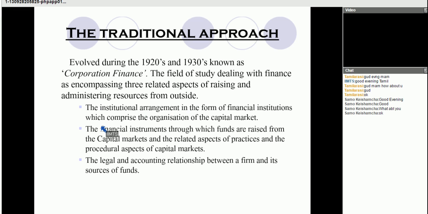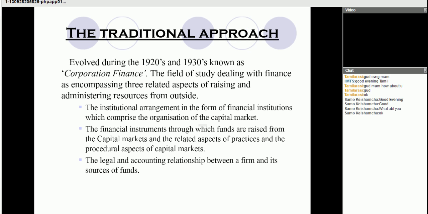The first is the institutional arrangement in the form of financial institutions which comprise the organization of the capital market. The second is the financial instruments through which funds can be raised, like whether we are going to issue shares, debentures or equities, the different instruments which we can use to raise the funds. So all that planning is needed: when they will be issued, how they will be issued, and what will be their value and everything. Then the legal and accounting relationship between a firm and its sources of funds. So these three things were looked at under the traditional approach.